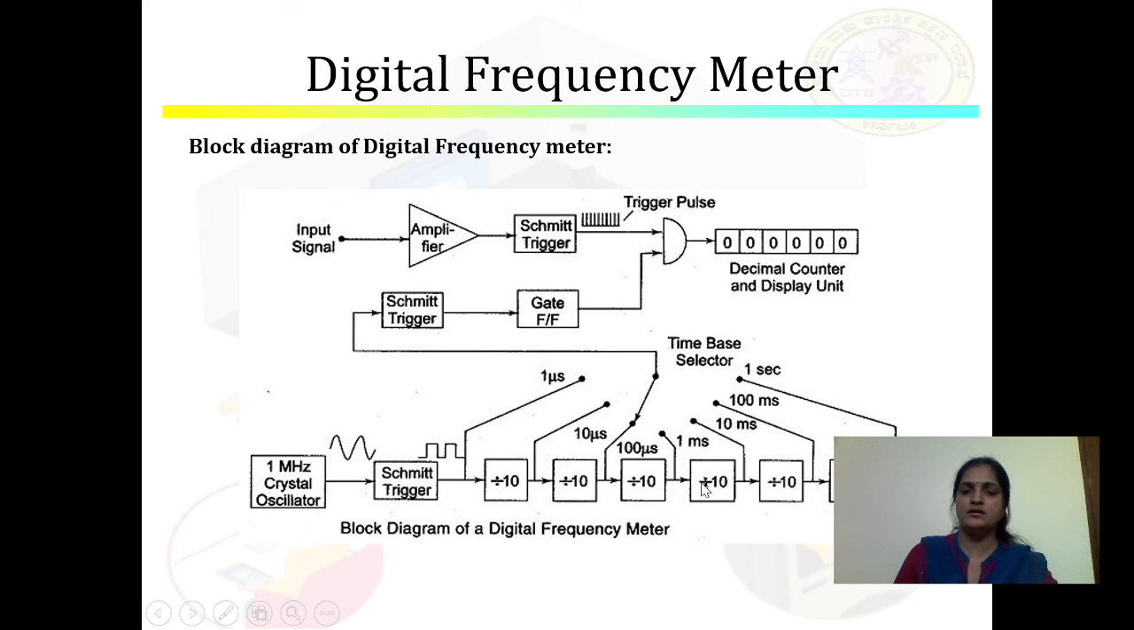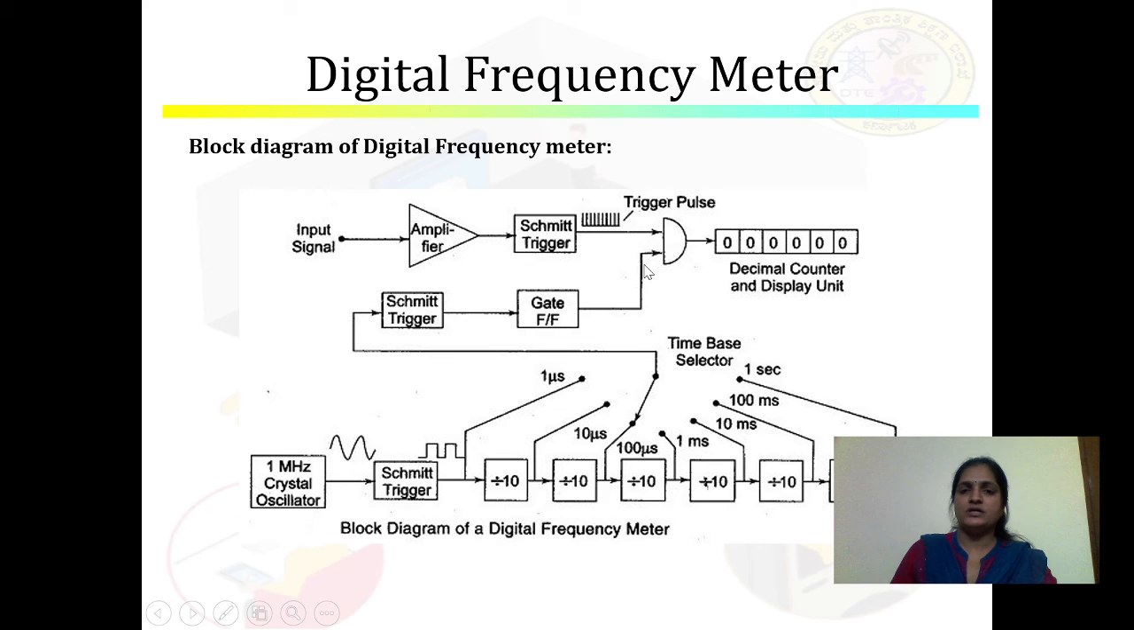Then we implement a frequency divider circuit, where we divide the frequency in terms of decades. The time base selector is capable of providing a time interval from 1 microsecond to 1 second. This can be achieved by using a divider circuit, performing the division in terms of decades. We can select according to the time base, and this time base selector output passes once again through the Schmitt trigger to operate the gate flip-flop.